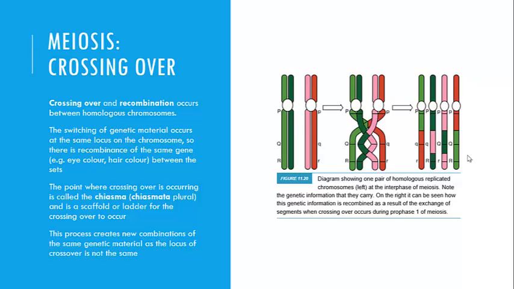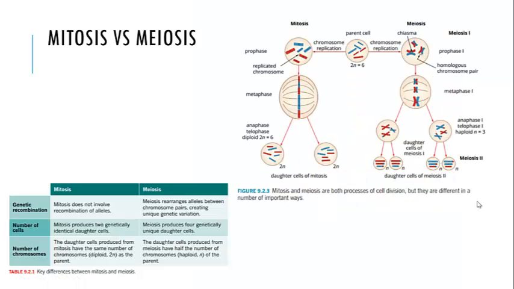And it's kind of like a ladder that unfolds, so it allows it all to cross over. This process creates new combinations of the same genetic material at the locus of the crossover. So this means it's only ever going to cross over eye color with eye color, hair color with hair color. And that's what the chiasma does, it creates that ladder so that we're crossing over the right sequences.